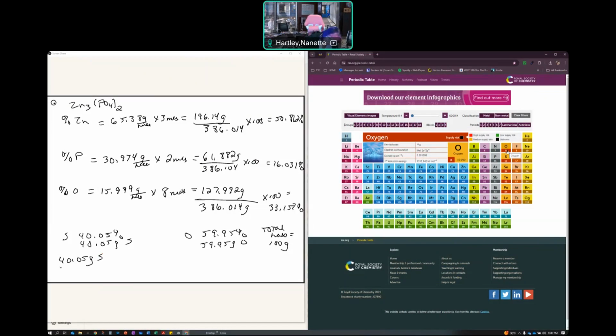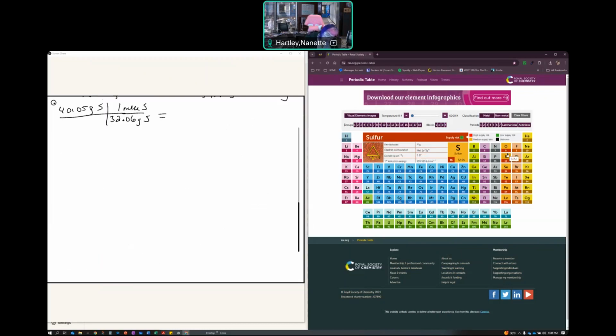Now, if that's true, I have 40.05 grams of sulfur. To find out how many moles I have, I would divide by the molecular weight. The weight of the sulfur is 32.06 grams of sulfur per 1 mole of sulfur. 40.05 divided by 32.06 is 1.249220212 moles of sulfur. Okay.